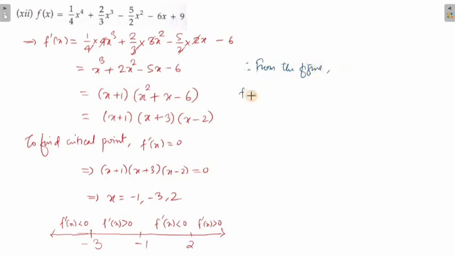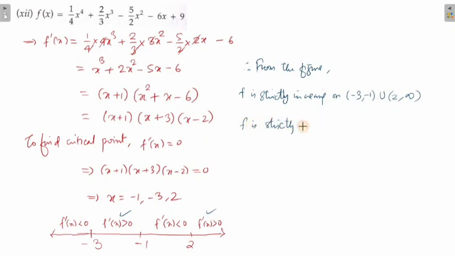So therefore, from the figure, f is strictly increasing on, so increasing means we have to take these two intervals. Remember, these critical points have to be excluded, so that's why it becomes -3 to -1 open interval, union we have got open interval 2 to infinity. So in this interval, function is going to be strictly increasing.